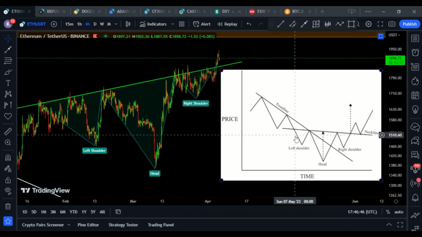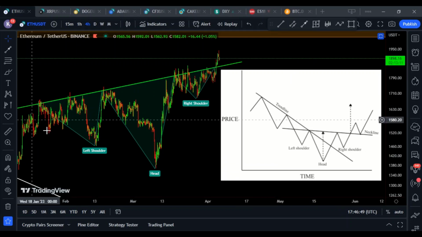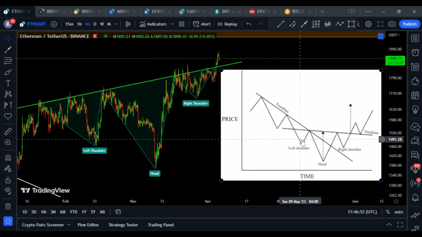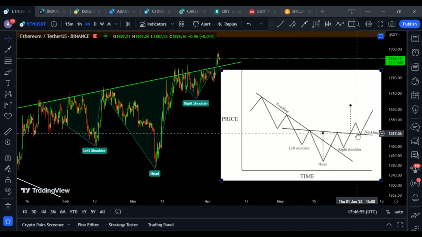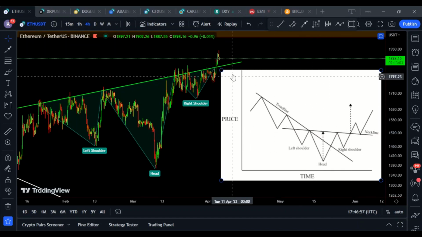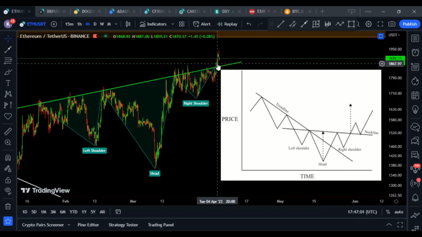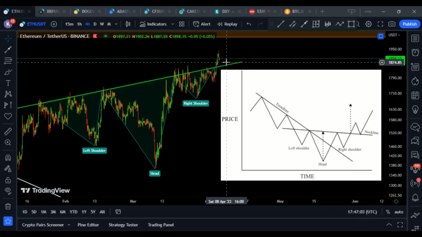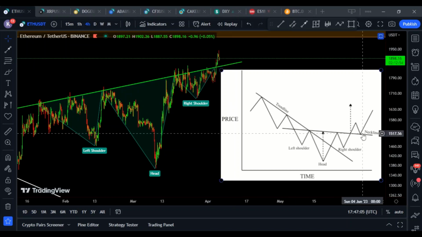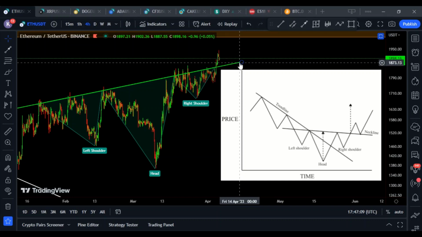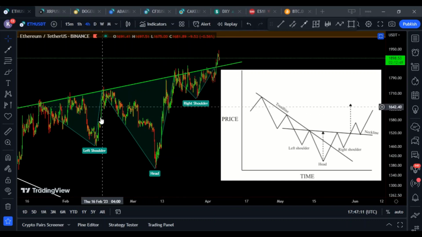And then creating a left shoulder, and then a head, and then a right shoulder. The breakout would happen once we cross the neckline. We break out, come back, retest, and that would be the point. So we're expecting a retest around this area. So that would be an inverse head and shoulders.